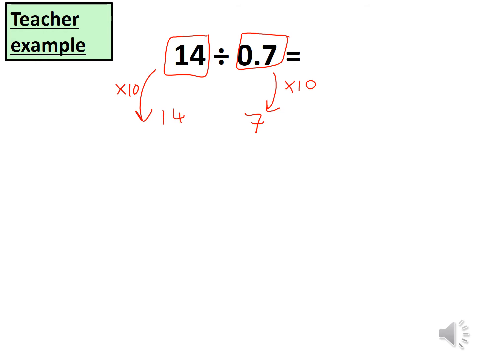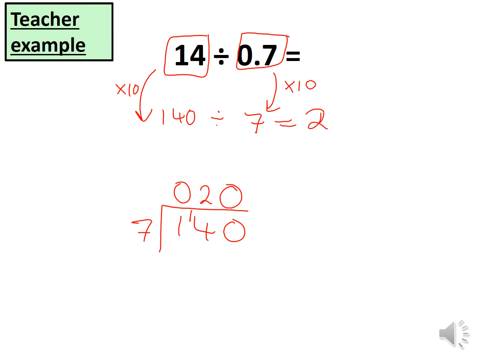We now have a nice easy division question of 140 divided by 7. I'm just going to use the bus stop method below. How many lots of 7 go into 1? 0, and then I carry the 1 forward. How many lots of 7 go into 14? 2. How many lots of 7s go into 0? 0. So our answer is 20.